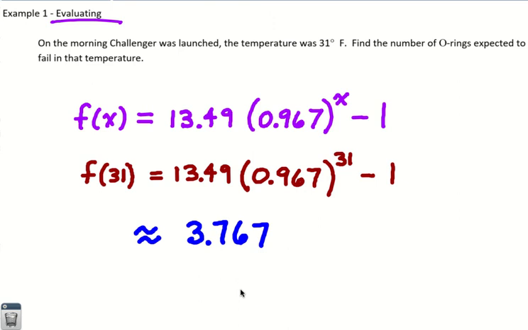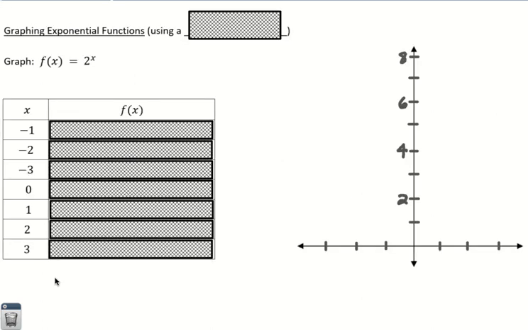which, so what does that mean? That means 3 or 4 O-rings could be expected to fail when the temperature is 31 degrees. So that's evaluating. Again, it's nothing new, plugging numbers in and just crunching the math. Let's move on to graphing.